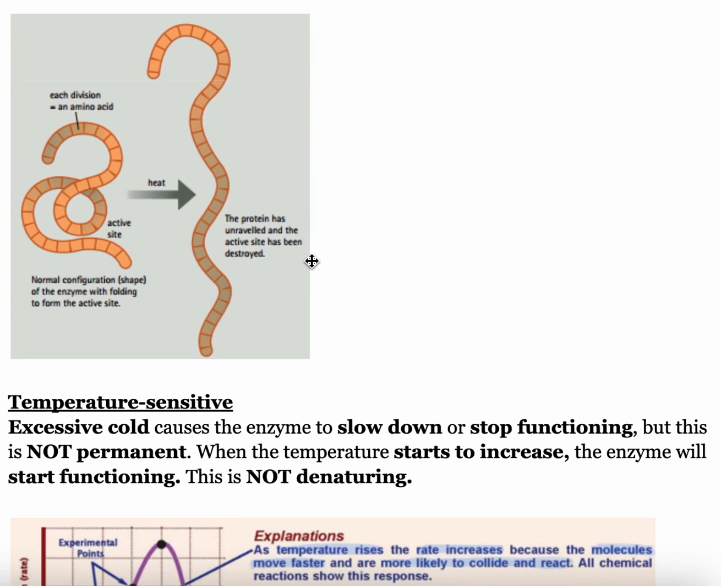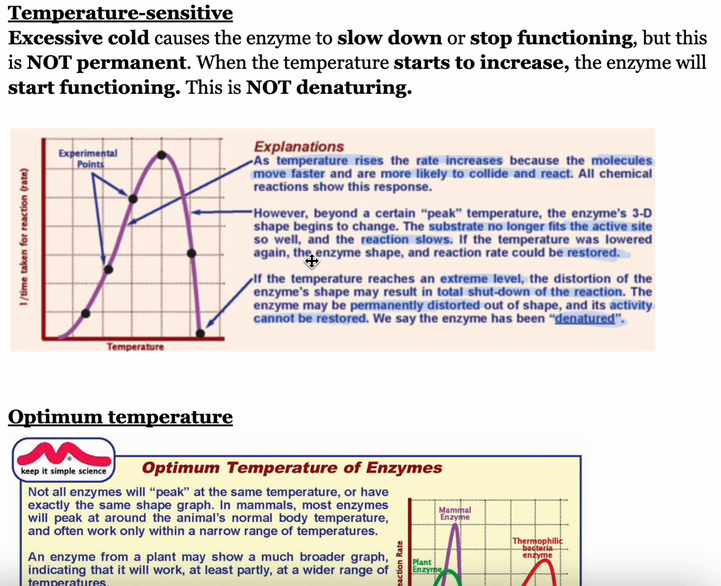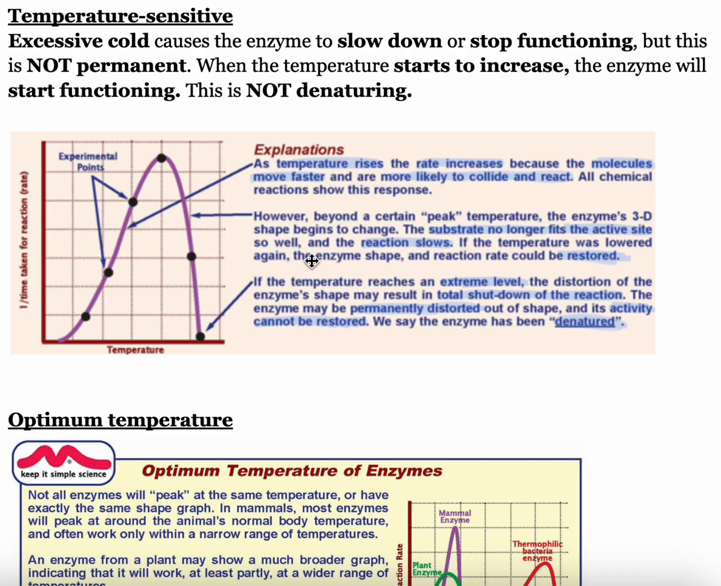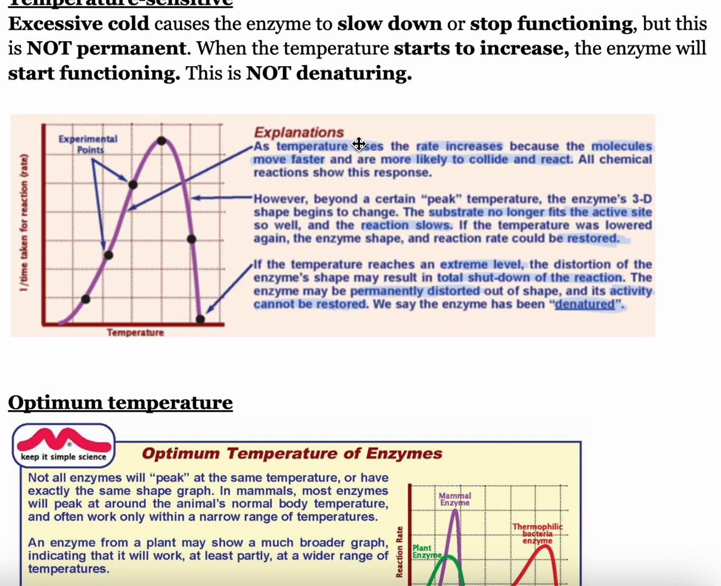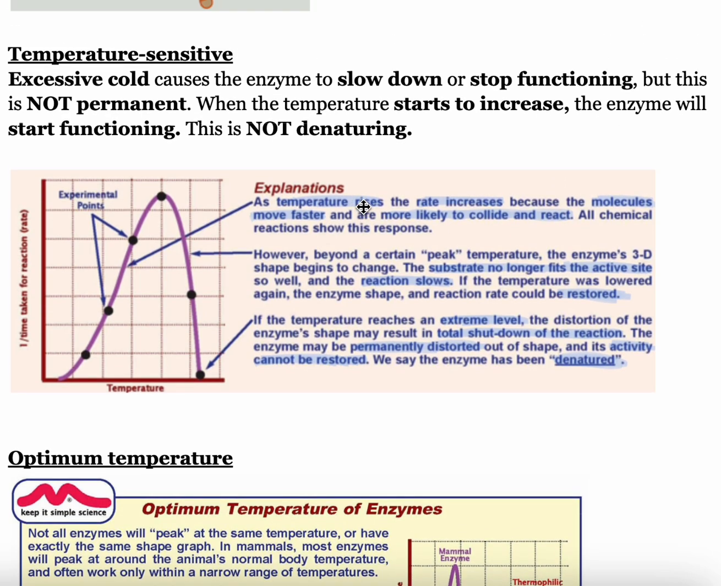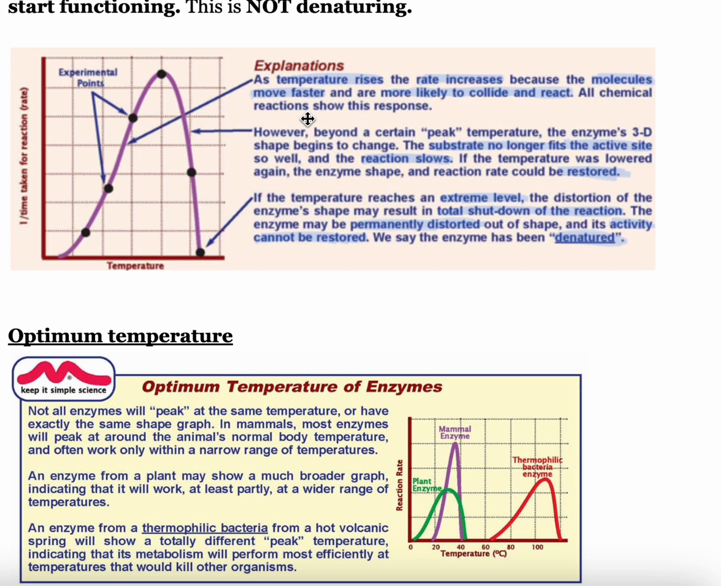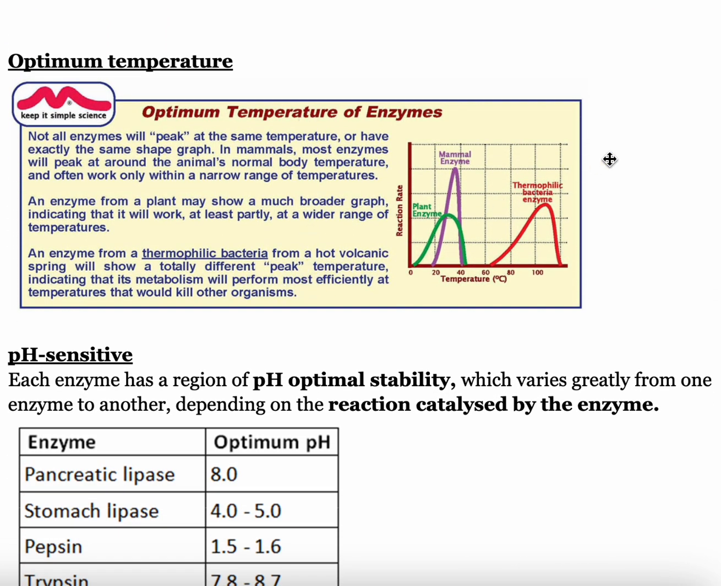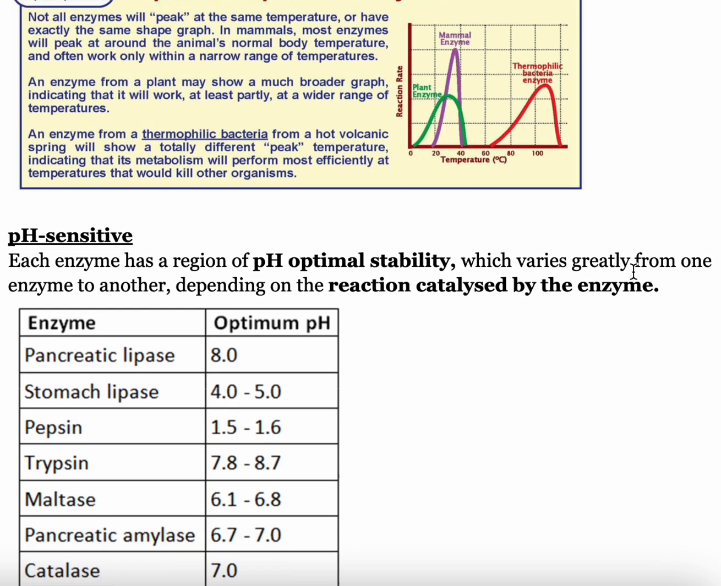Excessive cold will also cause the enzyme to slow down or stop functioning. However, cold is not permanent. When the temperature increases, the enzyme will start functioning again. This is not denaturing, guys. You have to remember this. So this is the optimum temperature.